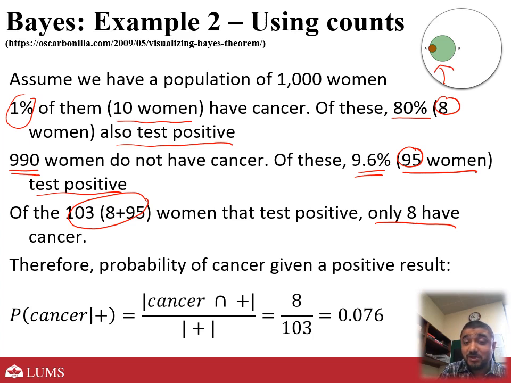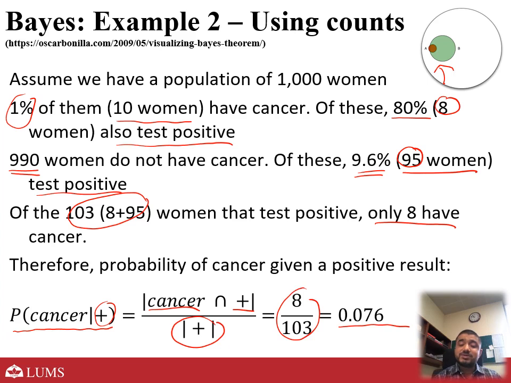So therefore the probability of cancer given a positive result is equal to the total number of patients who have cancer and who test positive divided by the total number of positive test results, because you are belonging to that class. This is 8 over 103, which is just 0.076.